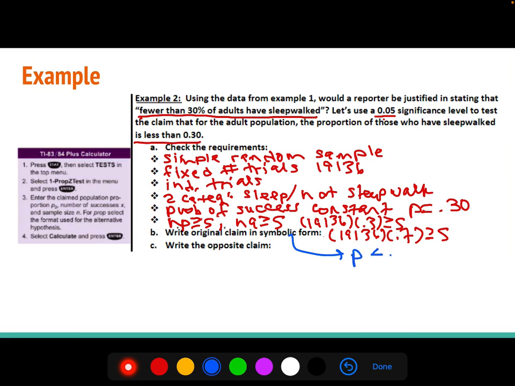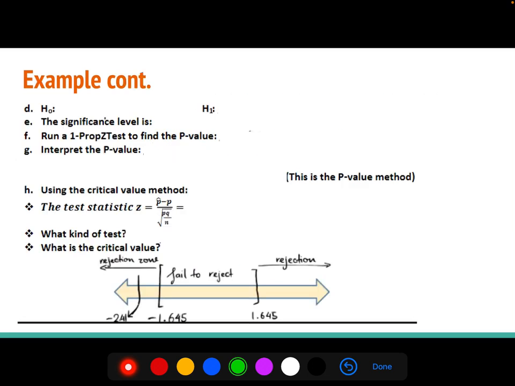We're claiming those that have sleepwalked are less than 0.30. And then the opposite of that claim would be greater than or equal to 0.30. All right, now part D says we want our H naught. Remember, that is always equal to. So this one would be, remember, our less than is what we're trying to find, 0.30. Our significance level, they told us that, alpha is 0.05.